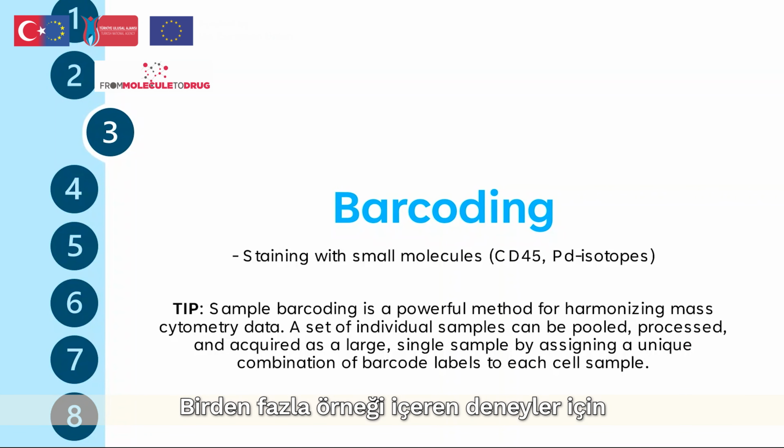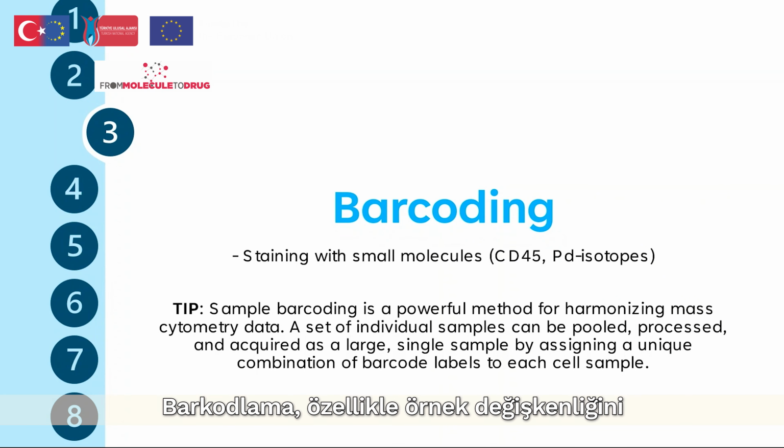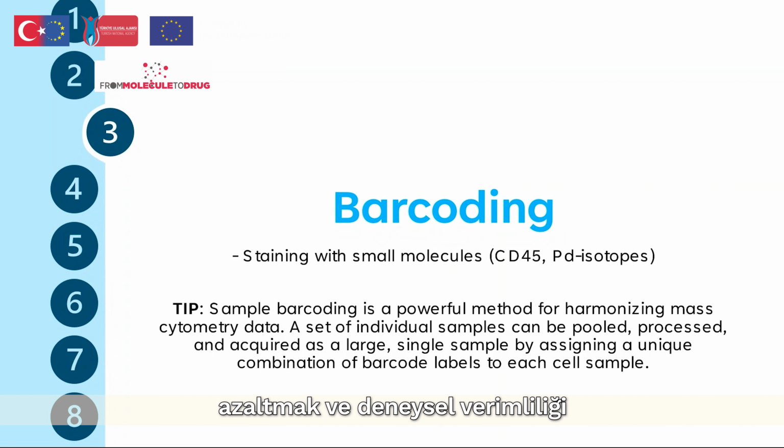For experiments involving multiple samples, researchers may opt for barcoding. This consists in labeling cells with unique combinations of metal isotopes, enabling the pooling of samples for simultaneous analysis. Barcoding is particularly advantageous for reducing sample variability and improving experimental efficiency.